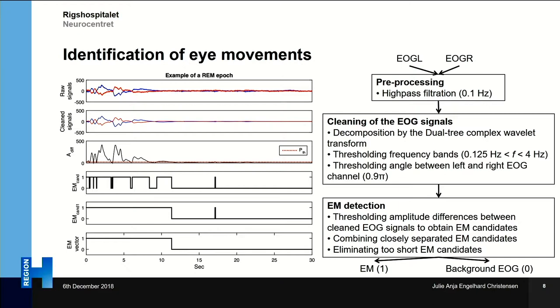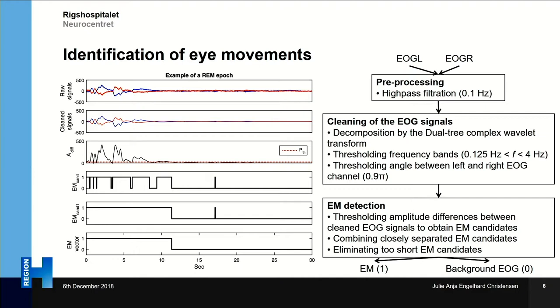So these are the raw signals, and these are the clean ones. And you can see that all the patterns that reflect eye movements are still maintained, but the patterns that do not reflect eye movements, maybe this one, are not. They don't have a high enough angle between them, so that's why it's not demonstrated down here.